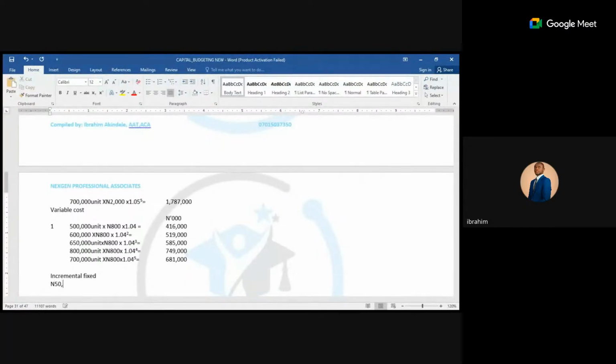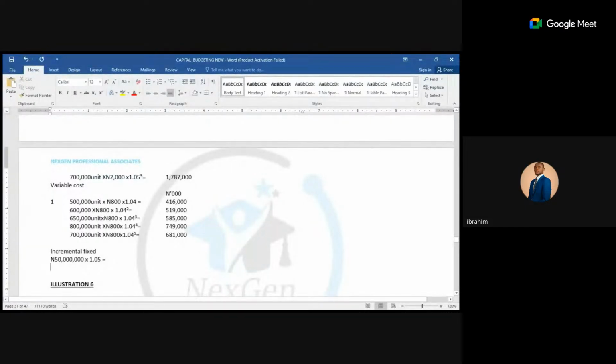Okay, let's say 50 times, it will increase by 5% per annum, 0.5, right? There are two methods you can use to calculate this, but that's fine. But let's quickly move. What do we have here? If you multiply it, what do you have? 52,500,000. Okay, 53.